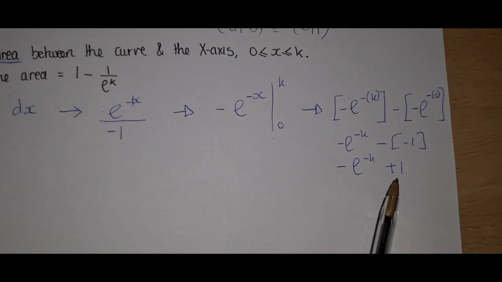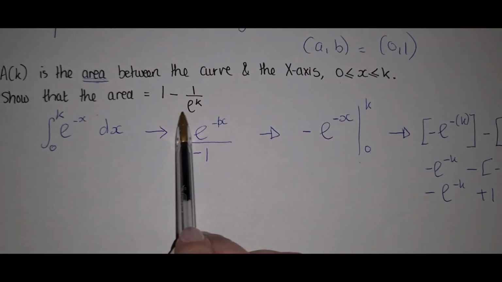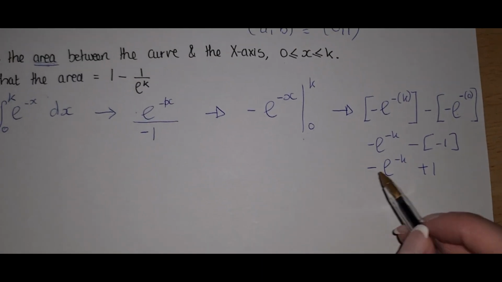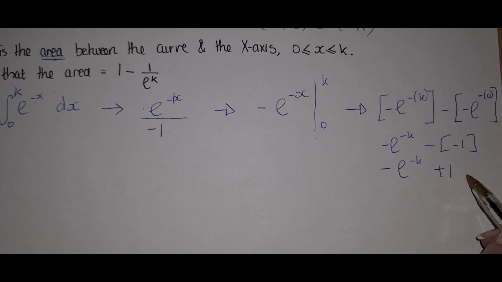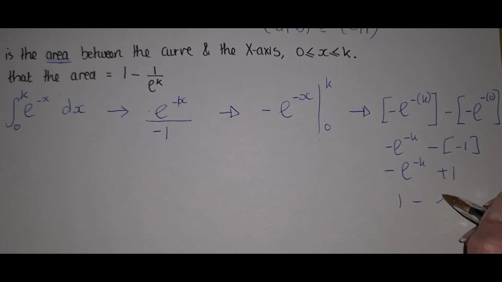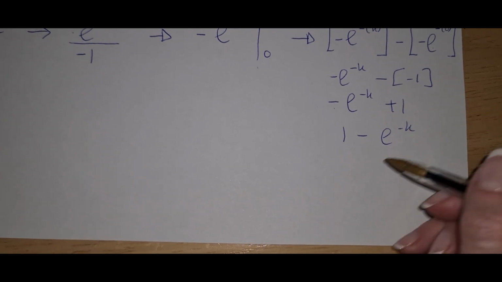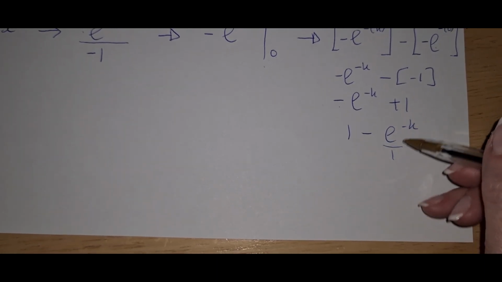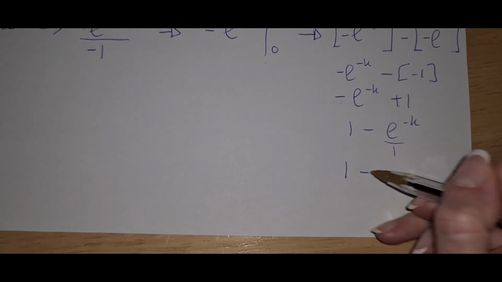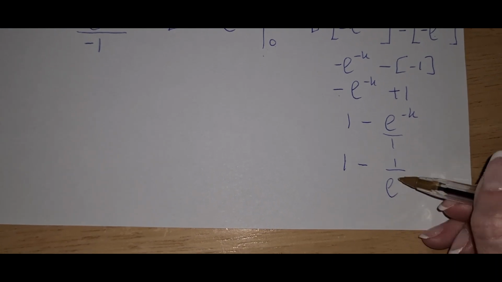All right. Remember, they want me to get it looking like this. So I'll put the minus e to the power of minus k just on the right of it. So it'll be 1 minus e to the power of minus k. Then just take it out of negative indices. So that's an e to the power of minus k over 1. Just flip it upside down. And it'll become 1 over e to the power of a positive k.